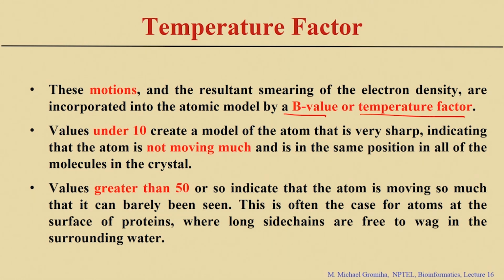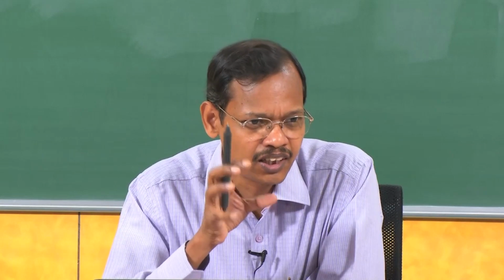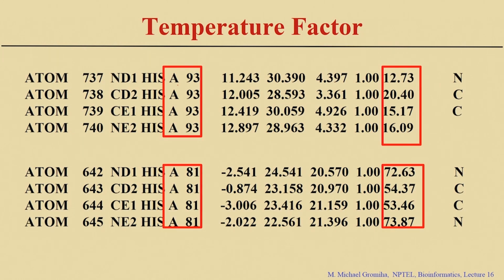Essentially, if the number is less than 10 or less than 20, then we can say that the vibration is less and they are rigid, and they have a particular position in the structure. If it is more than 50, then the atom is moving here and there and the fluctuations are more. In this case, the temperature factor or B factor is high. So, this is one example. Here you can see histidine 93, ND1 and CD2. The value is around 12 or 15 or 16, and you can see these atoms are rigid. In the same way, if you see histidine 81, ND1 and CD2, the values are more than 50, say 72 or 73, and in this case these atoms are highly flexible and the B factors are very high.